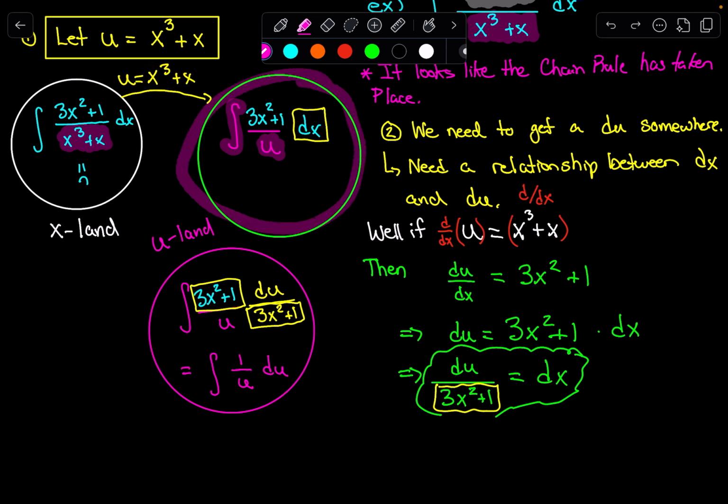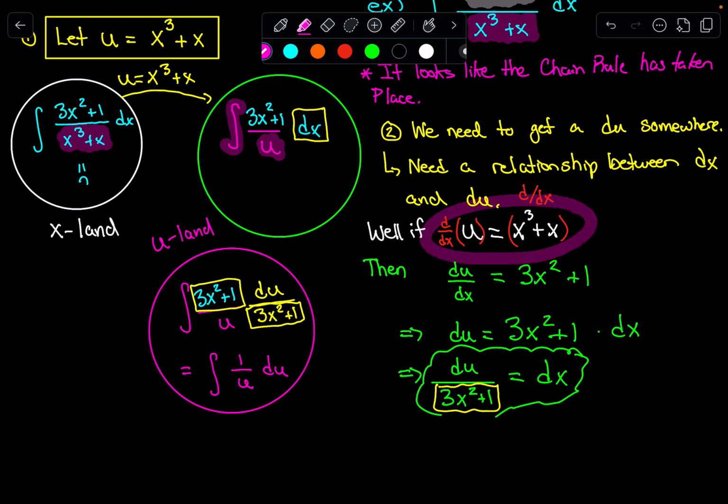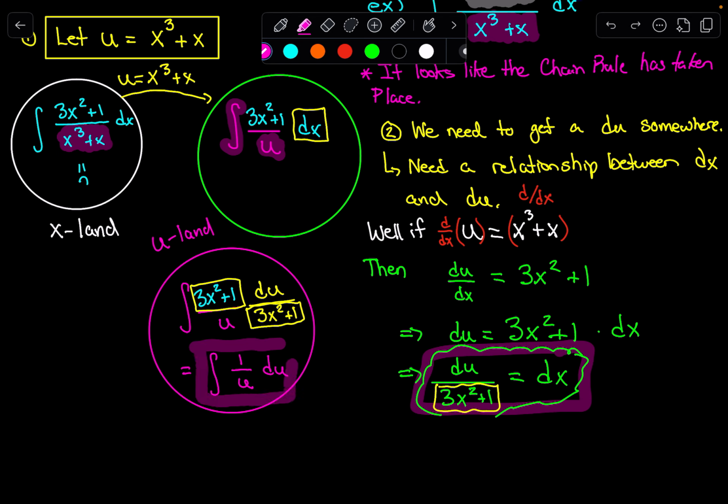We did that, and we got to kind of an intermediary step where we were in limbo between u land and x land. And then we said, okay, we need to get a relationship that's going to turn dx into du. And we said, well, if u is equal to x cubed plus x, then we're going to get this relationship courtesy of the derivative that includes du's and dx's in it. And we finally got that dx was equal to something in terms of u. It actually still involved something in terms of x, but those things end up canceling, and they leave us with this integral.